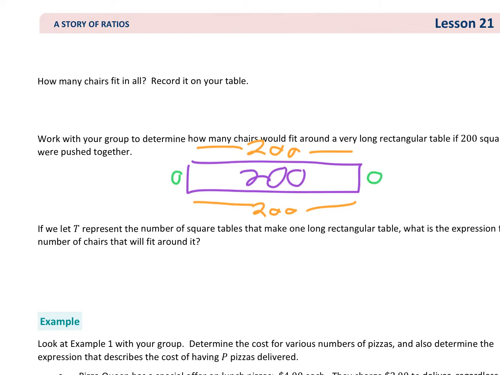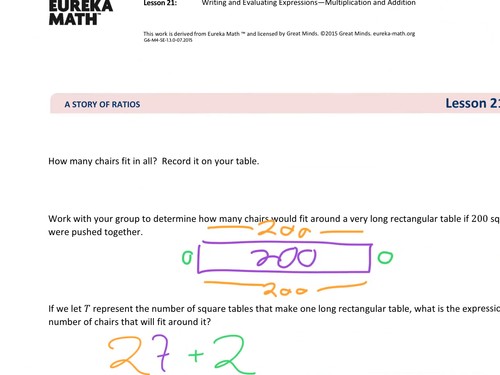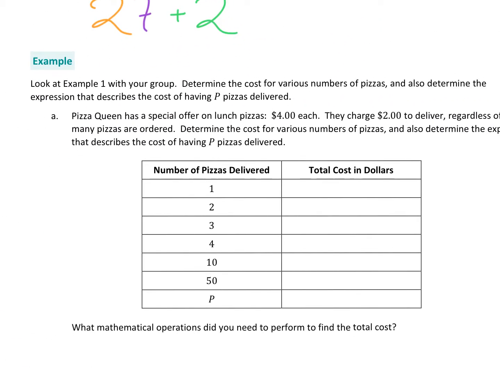And then I always am going to have 2 people sitting at the very ends. So I could write 2, and I'm going to use a little curly T, 2 times the number of tables plus 2 people. So for 200 tables, it would be 402 people, because 200 times 2 would be 400, and then add on those 2 people on the ends. My expression would be 2t plus 2. Let's do another example right here.